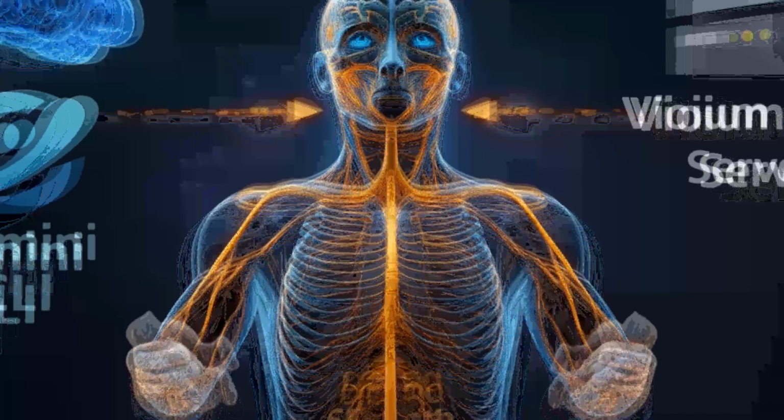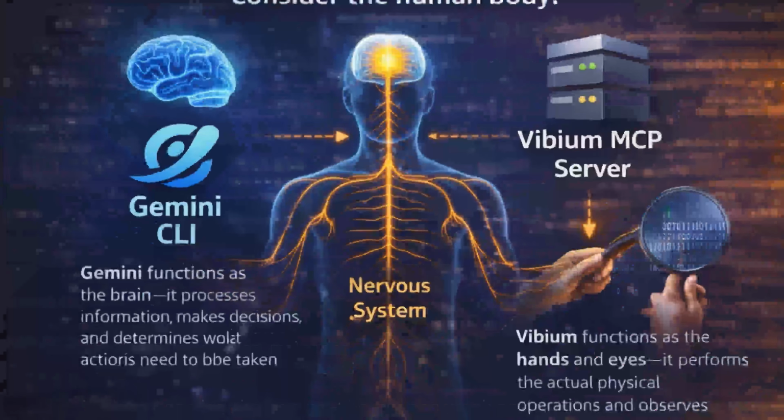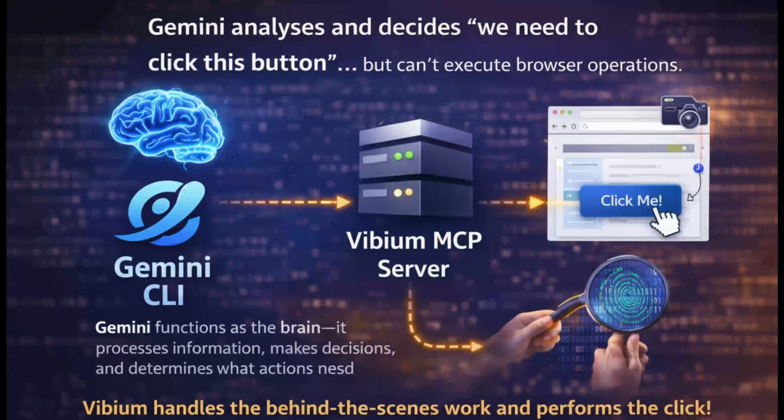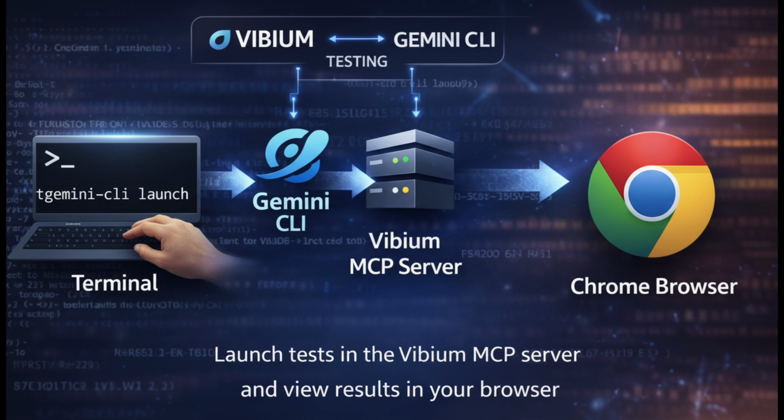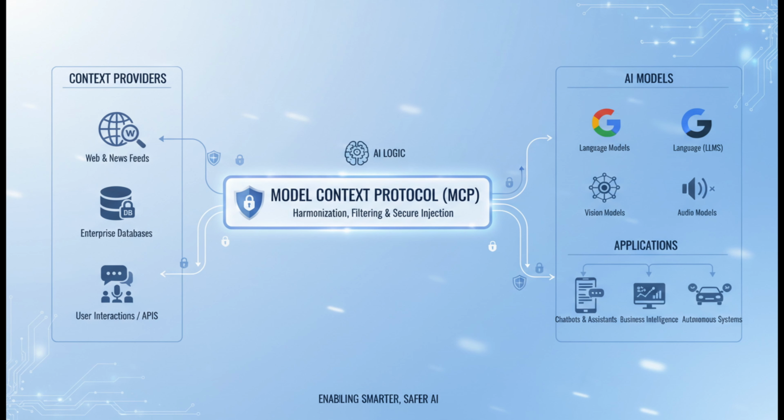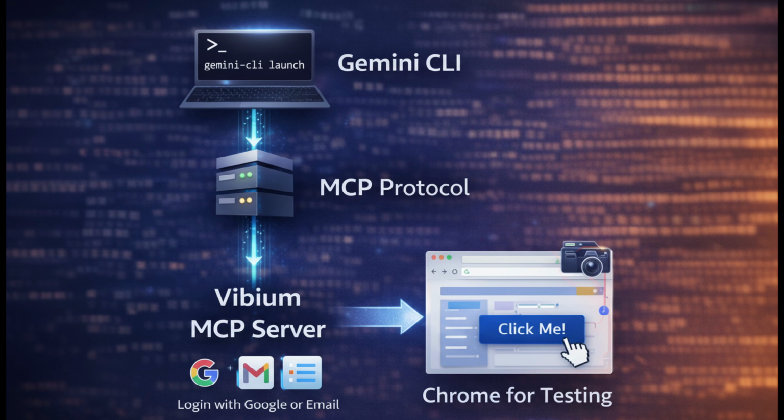So, when we give an instruction, Gemini analyzes and decides the appropriate actions. Perhaps we need to click this button. However, Gemini alone cannot execute browser operations. This is where Vibium comes in. Behind the scenes, Vibium actually opens the browser, performs the click, enters the text, captures the screenshots. Here, MCP serves as the standard communication protocol between these two components.